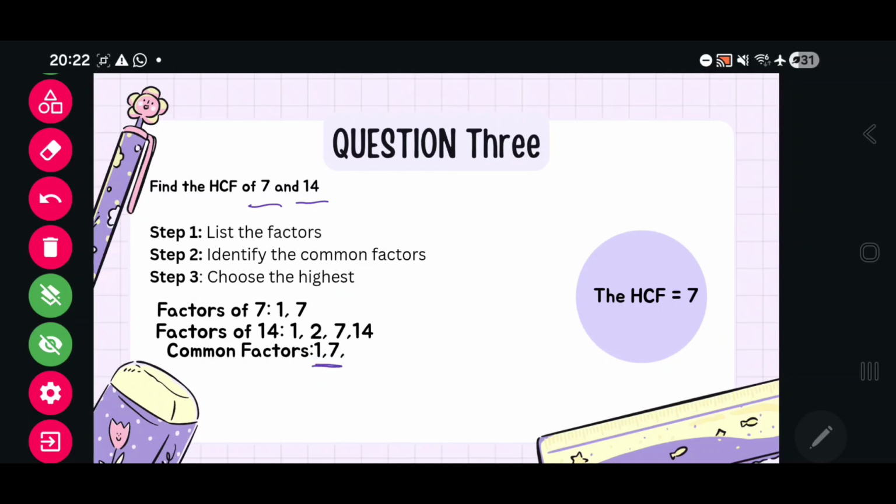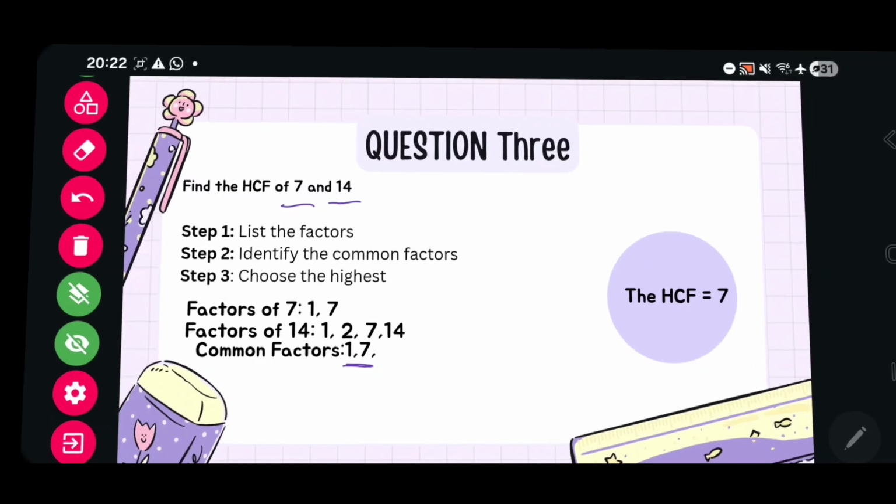But many people actually find this quite confusing, and they believe that the HCF cannot be one of the numbers that it is. But trust me, it can be. Say we have the number 5. 5 is a prime number, right? So the only factors that it has are 1 and itself. All numbers have the factors of 1 and itself. So you can get the HCF of the number itself.